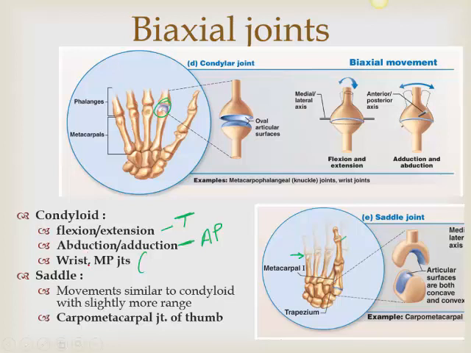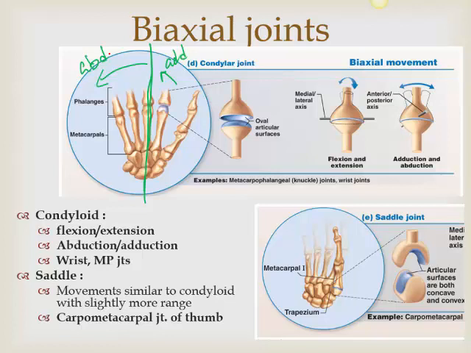Then at the metacarpophalangeal joints, where the knuckles are, for your hand, we don't take moving towards the midline as adduction and moving away from the midline as abduction. Instead, we take an imaginary line through the middle finger. When you move towards the middle finger, that's called adduction. When you move away from the middle finger, that's called abduction. So when you spread your fingers out, that's abduction. When you bring them together, that's adduction.